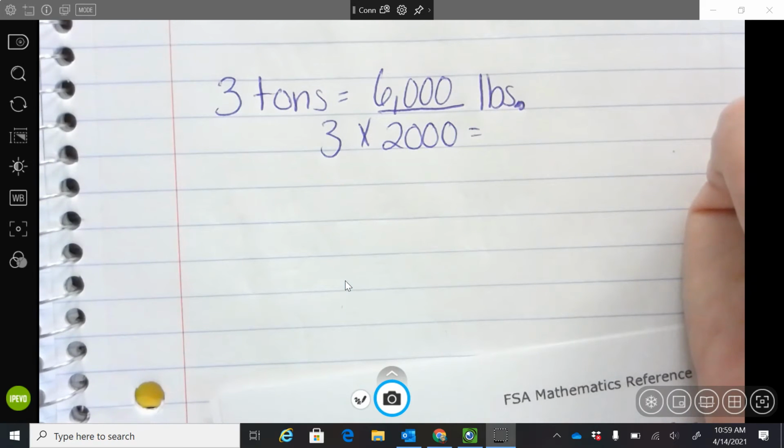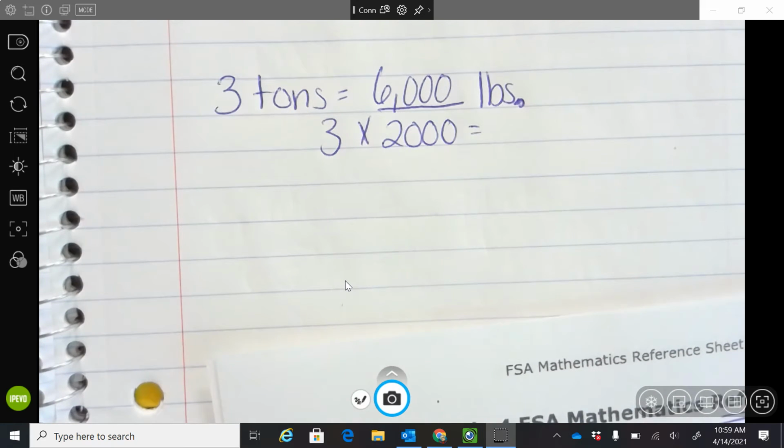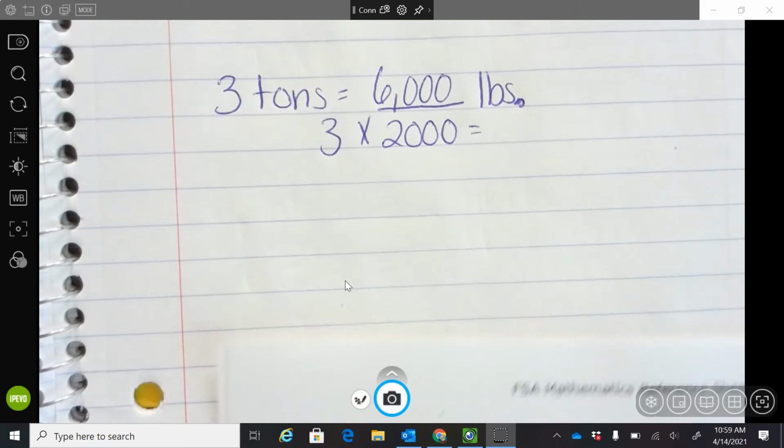A baby elephant weighs 300 pounds. Oh. So I guess this is like a granddaddy elephant. Yeah, my dad weighs as much as a baby elephant.